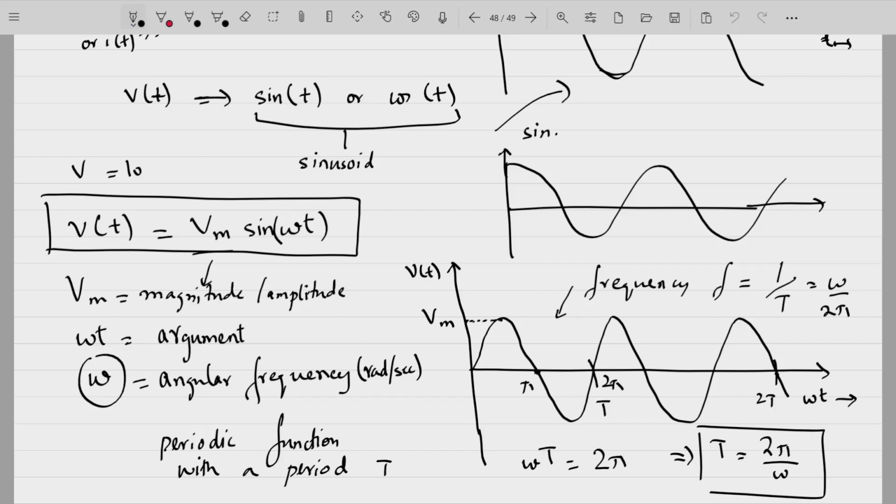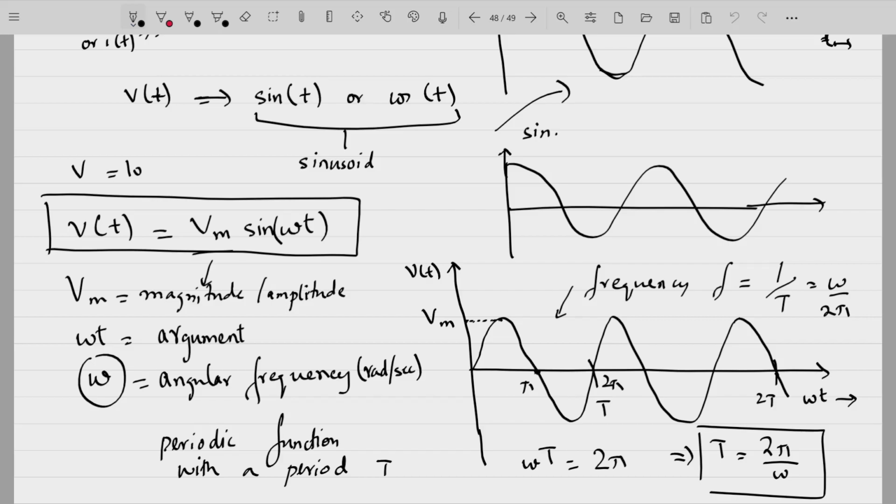So we have taken a simple function v(t) equal to Vm sine of omega t. This is the sinusoidal form of our voltage, where you can see our function is varying sinusoidally with respect to time t. This function has a magnitude or amplitude of Vm. It has an argument, or you can say the angle, of omega t. So as your angle is varying, your function is varying sinusoidally with respect to time. Your function is also periodic, having a time period of capital T.